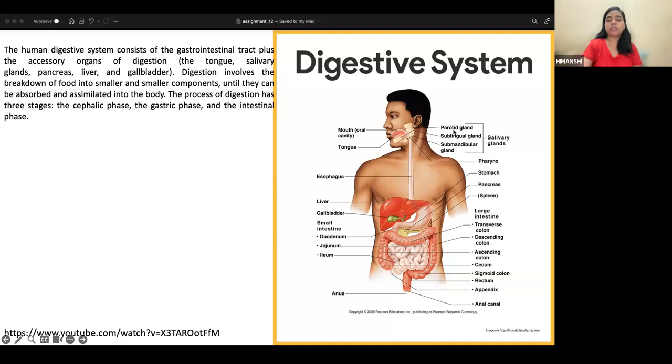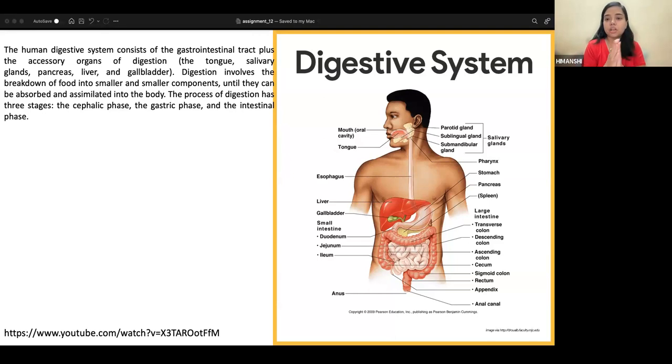Then on this hand, we have certain glands associated with the digestive system, that is parotid gland, sublingual gland, submandibular gland. These glands are the ones which produce saliva. And our digestion starts with our mouth, right? So there's very small quantity of enzymes which are present in saliva, and our digestion process starts from the mouth itself.